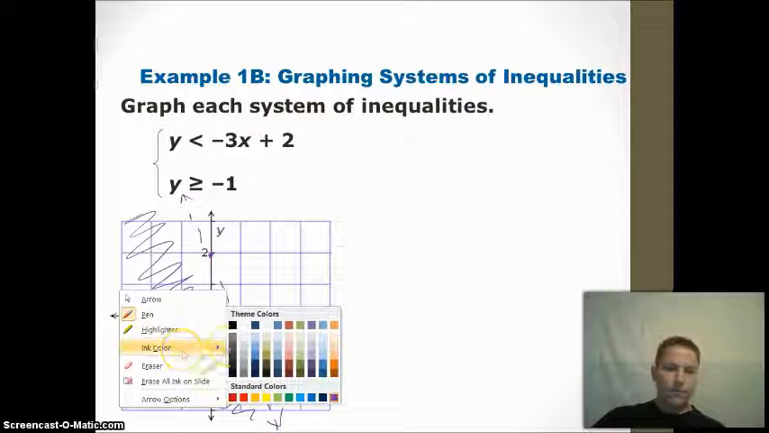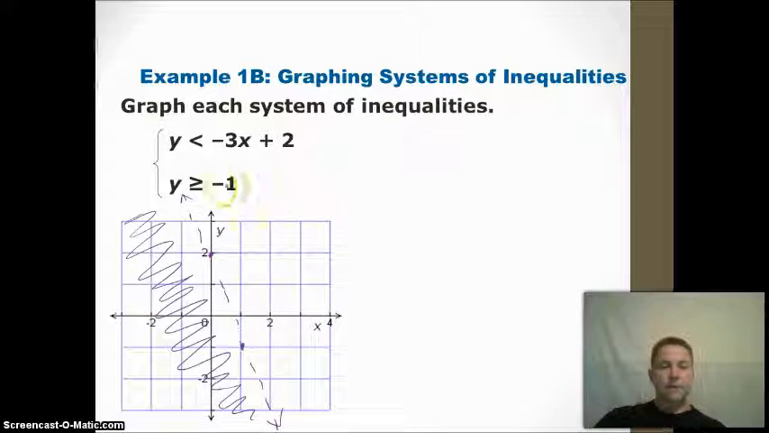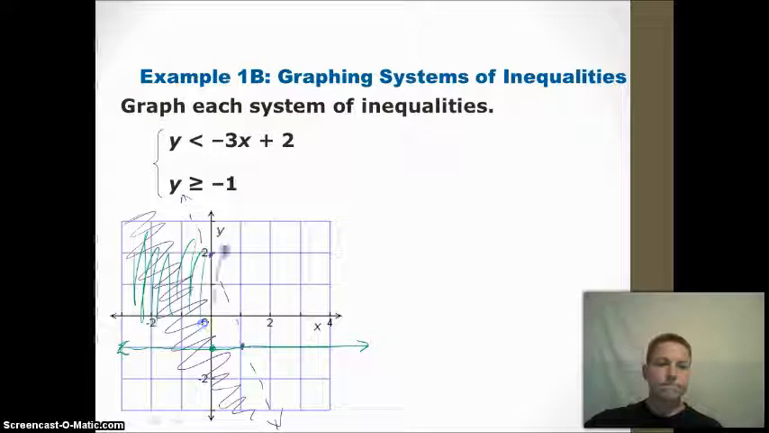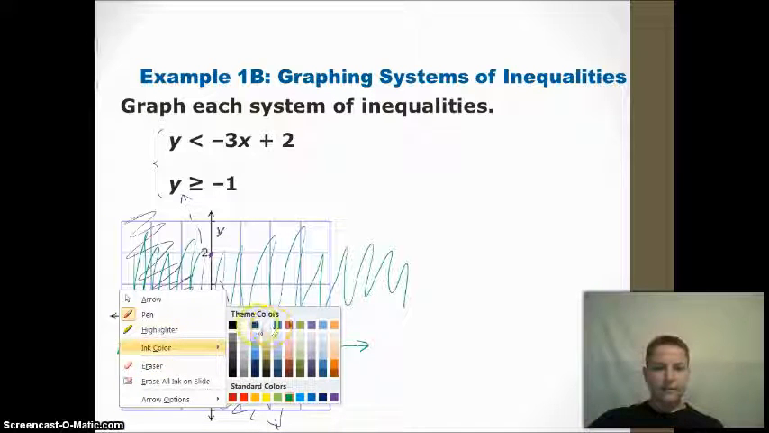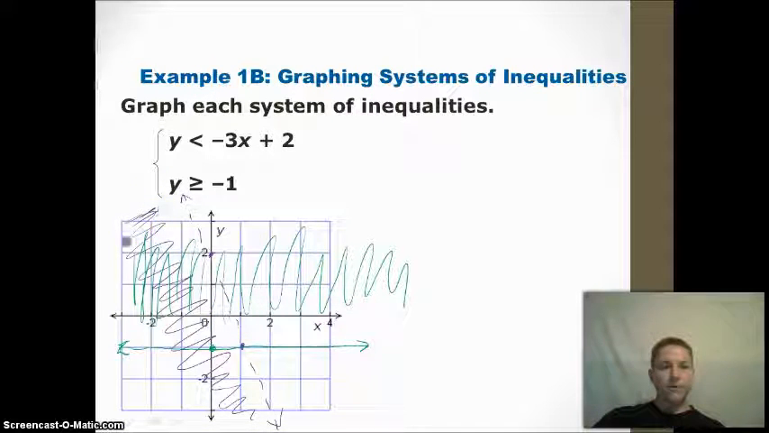Okay, and then we'll go green. y is greater than or equal to -1. Okay, so here's -1. And this one's going to be a solid line. Remember, y equals lines are horizontal lines. Okay, greater than or equal to. So that's going to be this. So where do we end up with purple and green? Right over there. So let's get a blue to show that. So the purple and green area is our solution region. So that's going to be right there.